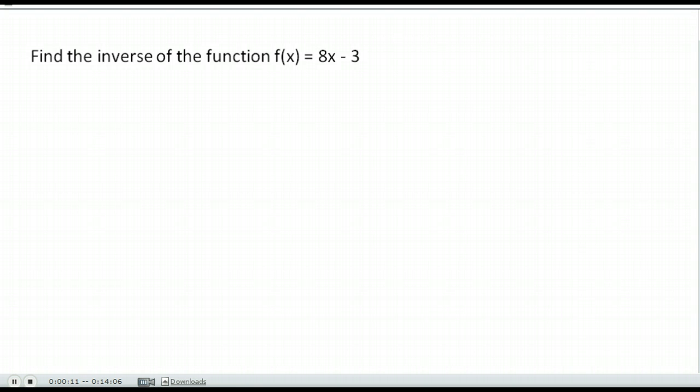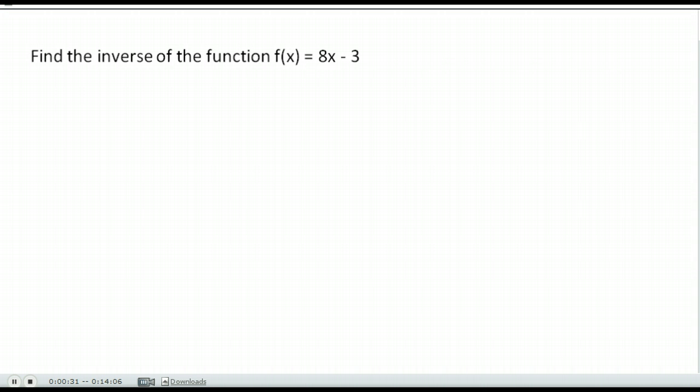Let's talk about writing the inverse for a given function. Inverse means to invert something or switch two things, and what an inverse does is it switches the domain and the range for a function. So essentially, remember that the domain is the x values and the range is the y values.